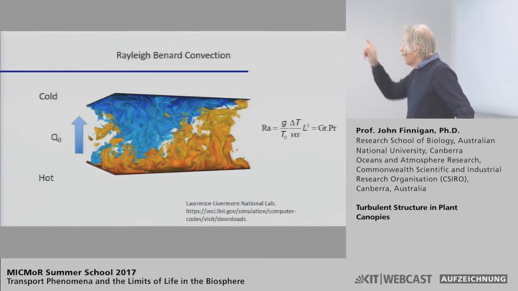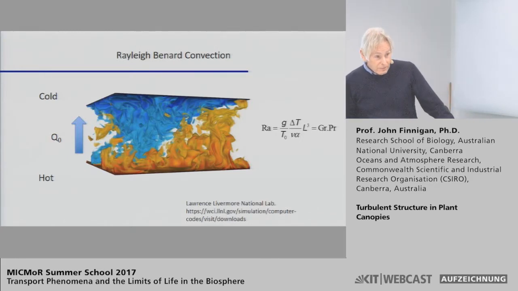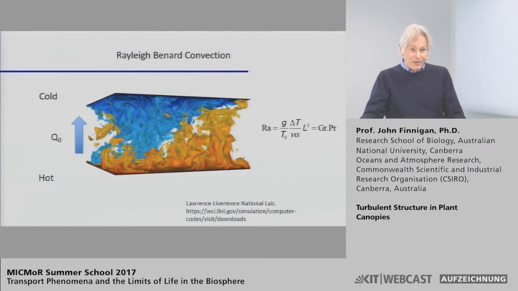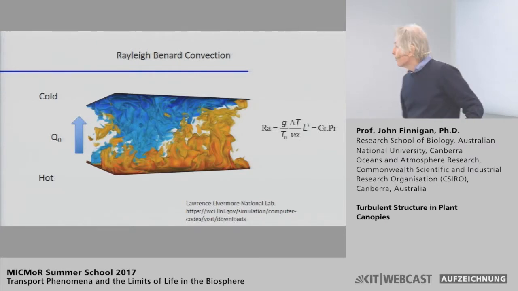And the critical value for the Rayleigh number in a situation like that, between a hot and cold plate, is about 650. In the atmosphere, the Rayleigh number is about 10 to the 9. So usually things are well and truly unstable.